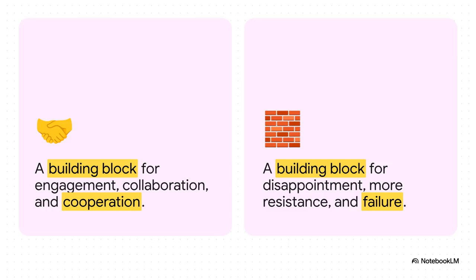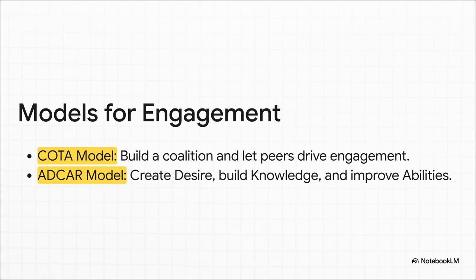And look, the choice here couldn't be clearer. When you confront resistance in a constructive way, it becomes a building block for genuine engagement. It actually fosters cooperation. But if you ignore it, well, you're just building a foundation for disappointment, more resistance, and ultimately, project failure. Now, if you want a more structured way to do this, there are amazing models out there. The CODA model is about building a powerful coalition to champion the change. But for managing individuals, the ADKR model is an absolute must-know.